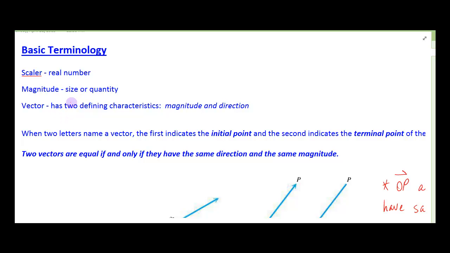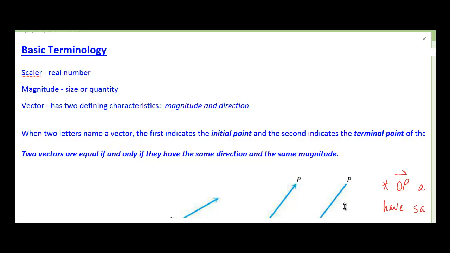Now, again, our vectors are defined by not only their magnitude or size, but you also need to think direction. And when I say direction, I mean theta. Okay, so that's why we're studying it in trig. So, when vectors are labeled, two letters normally are what label a vector.